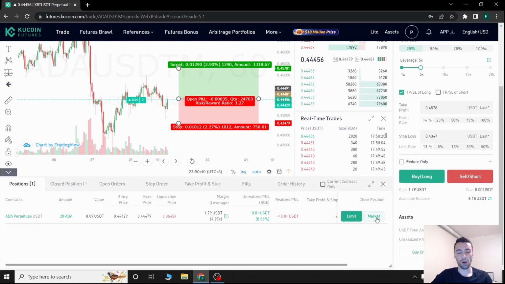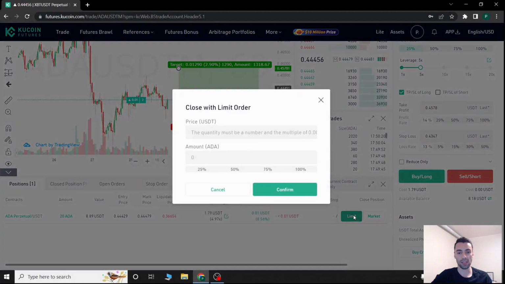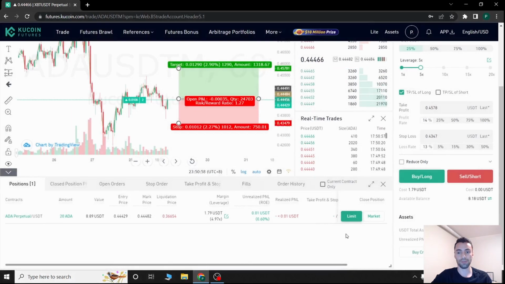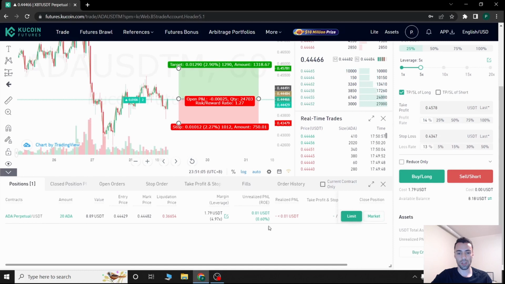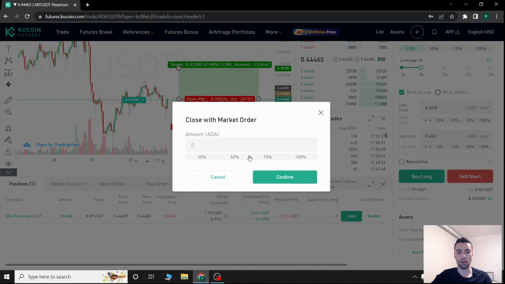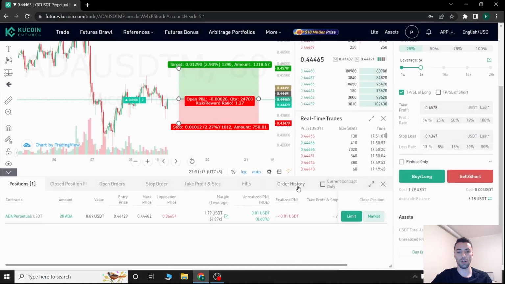If we click on the market, it will close it right now with this amount of profit that we have, or we can set a limit. For example, we can set a price here, and say 50% of it, and it's going to put a limit for closing this position. But we are going to close it right now at market with the profit of 0.6%. And how much of it? All of it. Confirm.